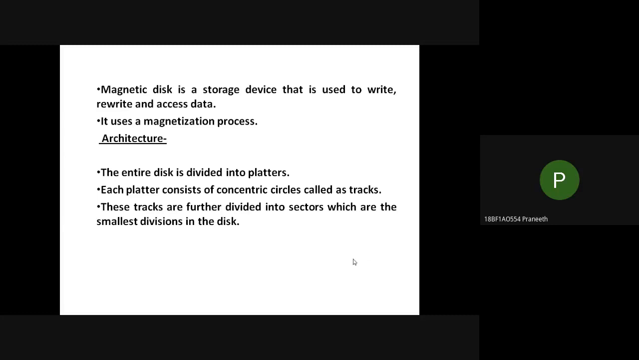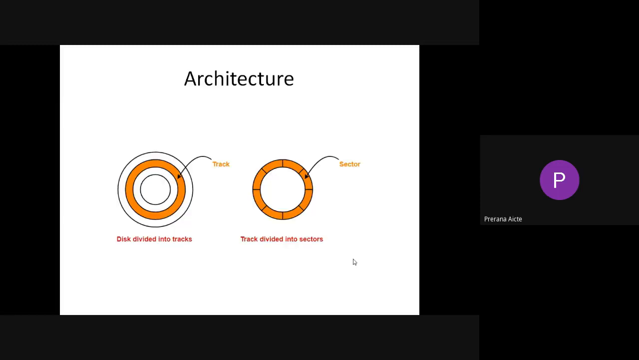Yes, ma'am. So a magnetic disk is a storage device that is used to write, rewrite, and access data. A magnetic disk uses a magnetization process. The magnetic disk is divided into platters. Each platter consists of concentric circles called tracks. These tracks are further divided into sectors, which are the smallest division in the disk. Okay, this is the architecture of the magnetic disk.